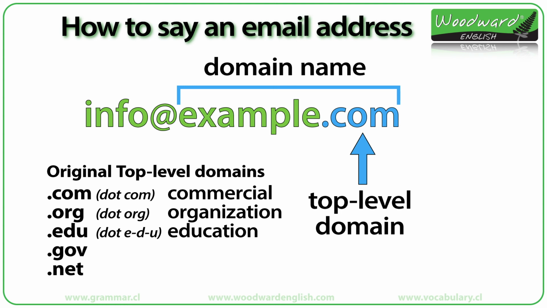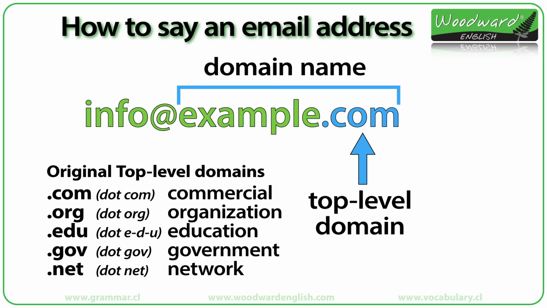.edu. The individual letters are normally said instead of saying edu. So, .edu. .edu was originally used for the websites of educational institutions, such as schools and universities. .gov refers to a government website. .net used to refer to networks, those organizations involved in network technologies such as internet providers.